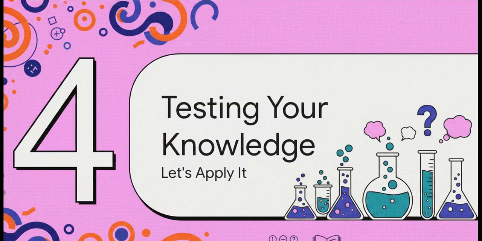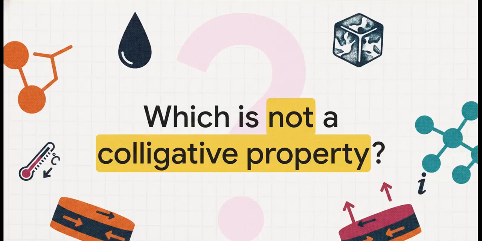All right, moving to our final section. Section 4, testing your knowledge. Let's apply what we've learned. Let's kick things off with question 2 from the text, which tests our basic definitions. It asks, which of the following is not a colligative property? Is it A, osmotic pressure, B, lowering of vapor pressure, C, depression in freezing point, or D, molar elevation constant?